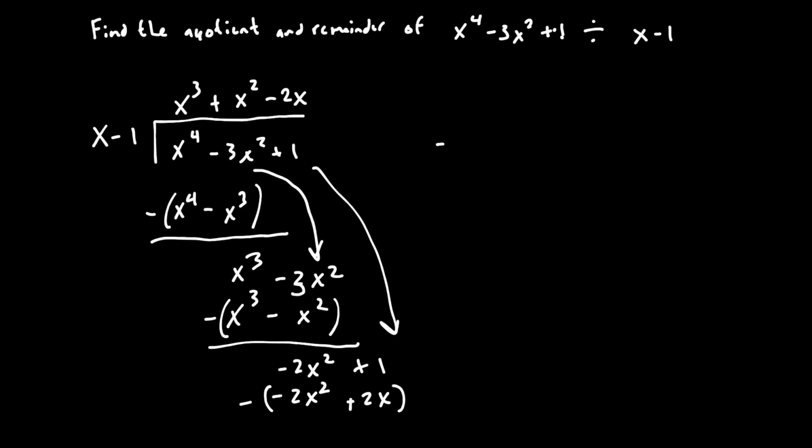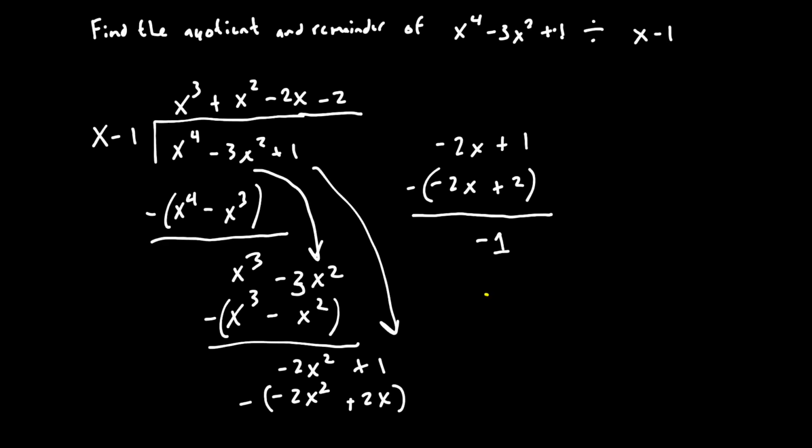a -2x plus 1. We want to get rid of this -2x now, so multiply our x minus 1 by -2. We'll get a -2x plus 2. Multiplying by -1 and adding it to the term, our -2x cancels out, and we're left with just a -1.